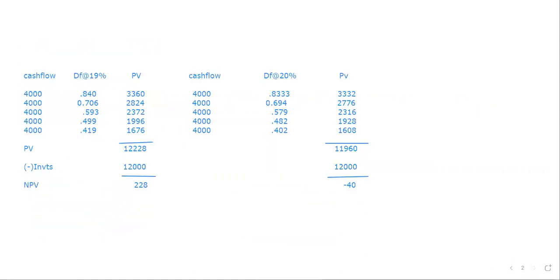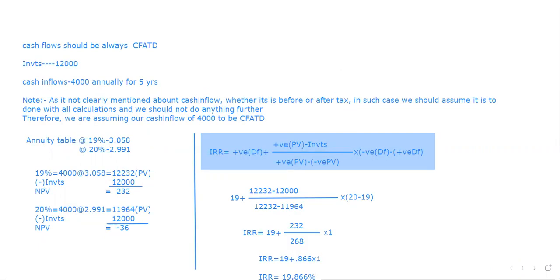So please do try it. I've given you all the values. You can once try applying the same formula. You got a negative. So what is it we have to use? Positive present value minus investment. Positive present value minus negative present value. And here the negative discount factor minus positive discount factor. So please do try it. You're going to get the answer.